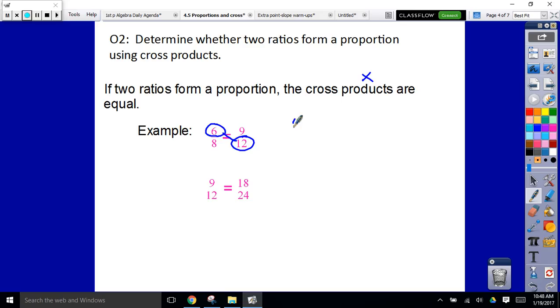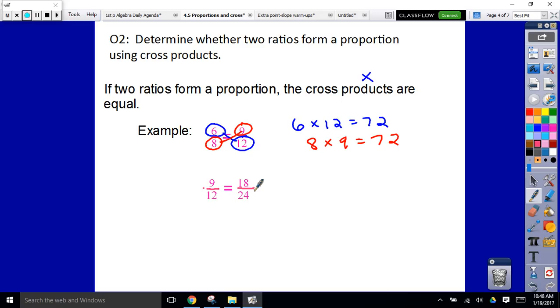So 6 times 12 is 72. If we look at the other cross product, the 8 and the 9, 8 times 9 is also 72. And that's going to be true of any proportion that we have. The cross products will always be equal. So let's take a look at this example on the lines.